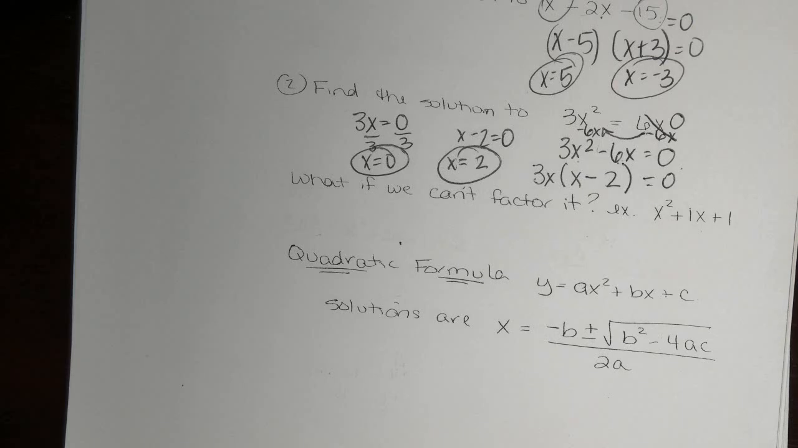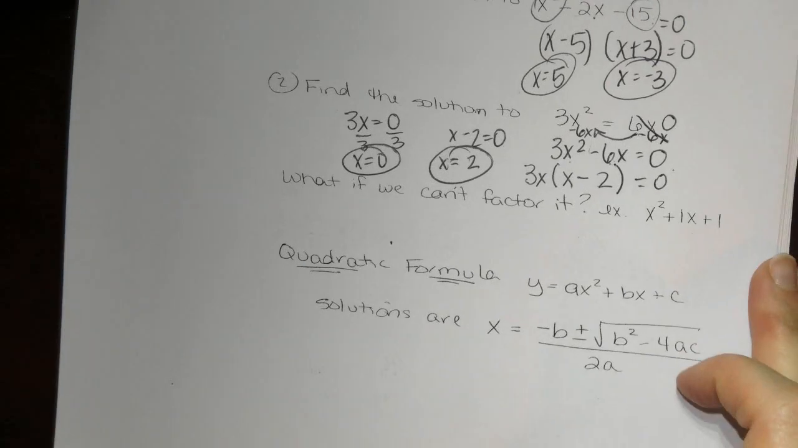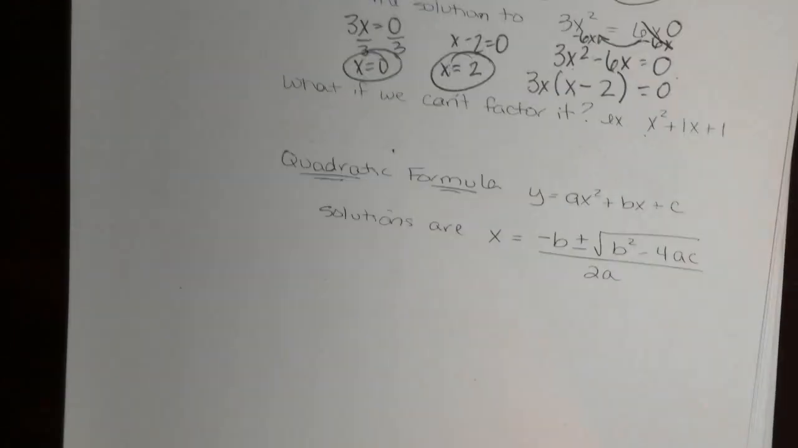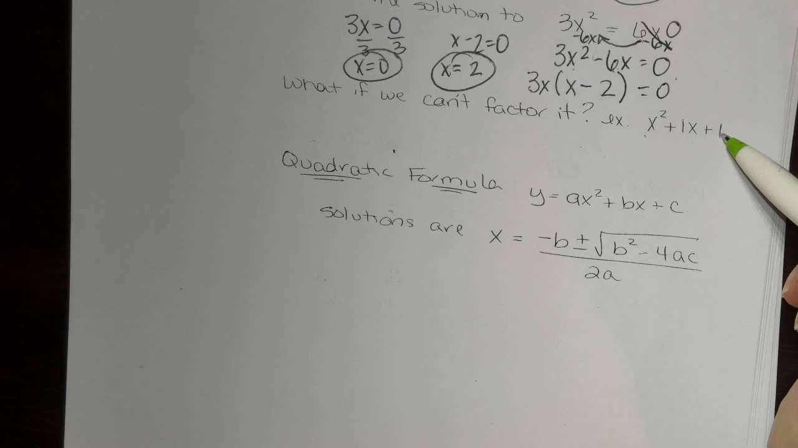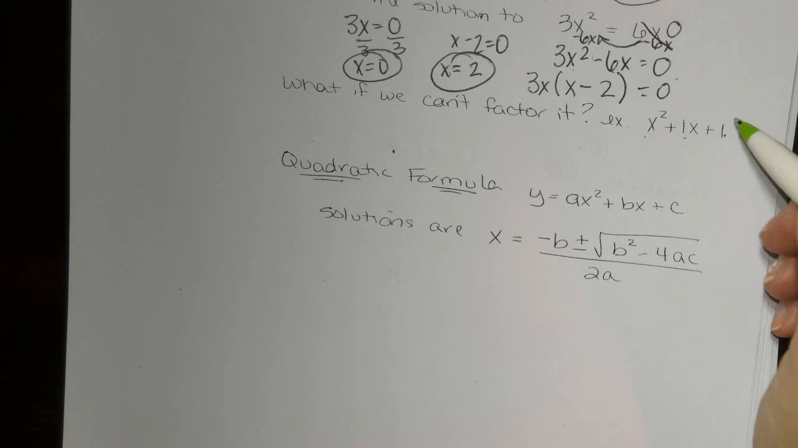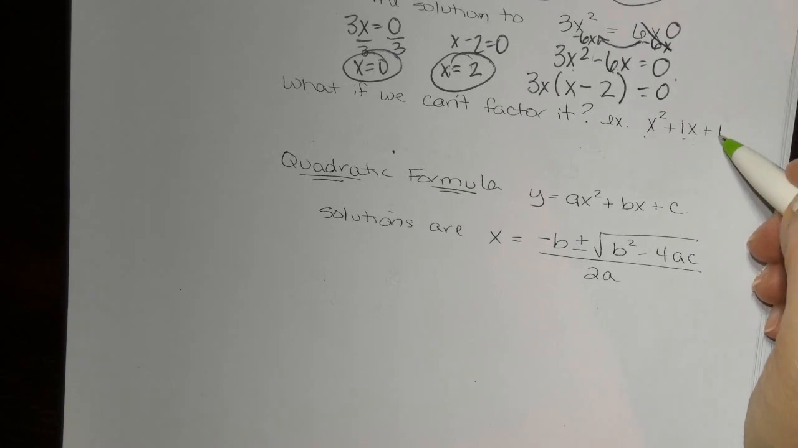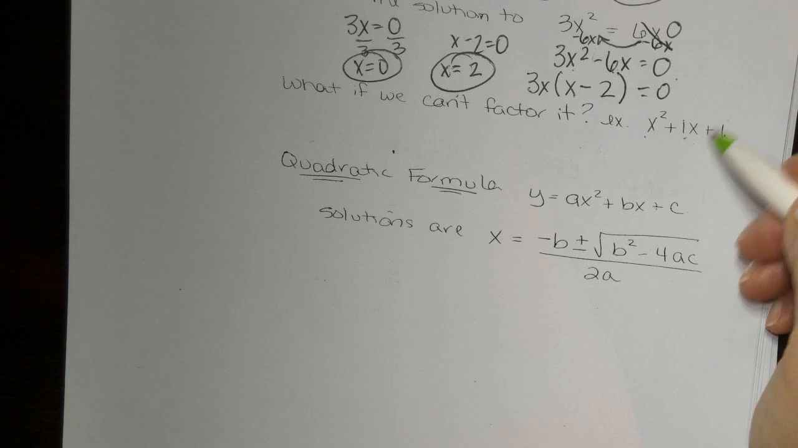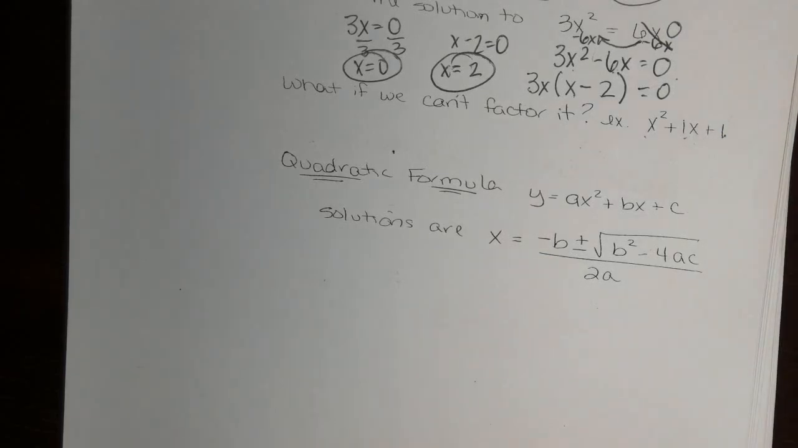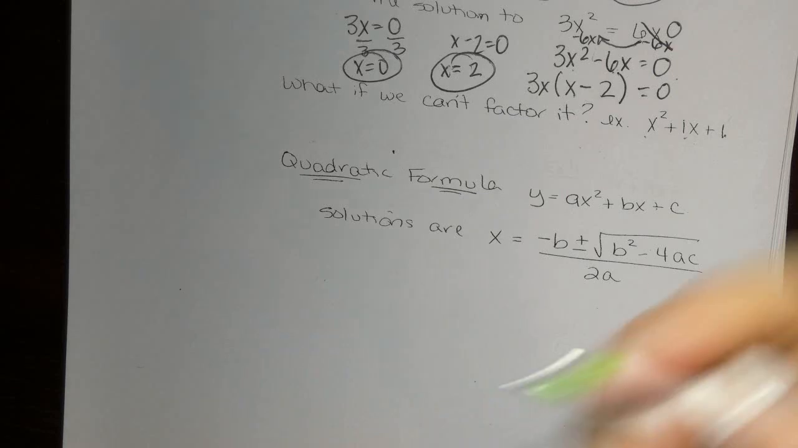So, let's see here. What if we can't factor it? What if we get something like this? This x squared plus 1x plus 1. There's no factors of 1 that when added together would equal a 1x. You could say negative 1 and 1, but that would be a negative 1 when you multiply it, and it would add up to 0. So you can't factor that. Cannot factor.